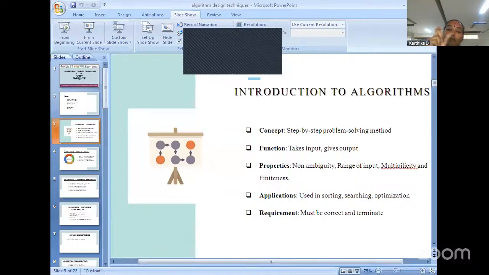So the minimum number of steps required to solve the problem is called best case. The maximum number of times required to solve the same problem is called worst case, and the average number of times required to solve the problem is called average case. And the input size is based on the questions we are solving. So actually we are solving the problem for many inputs, right? Next.